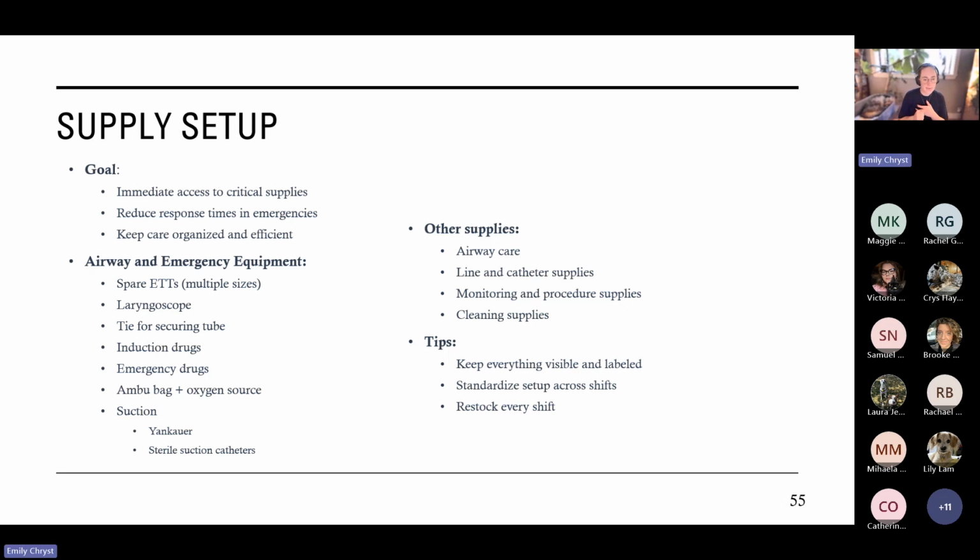Other supplies that we might have set up that are secondary to the airway and emergency equipment are going to be anything you're using for airway care. So your little cuff manometer, you're going to have line and catheter supplies, oral care supplies, monitoring and procedure supplies, extra batteries for your pulse ox, cartridges for your iStat. I know you're using ePOC, most of you now, so that wouldn't really apply as much, it runs a little bit differently, but everything that you need there.